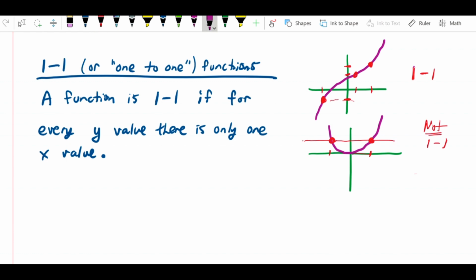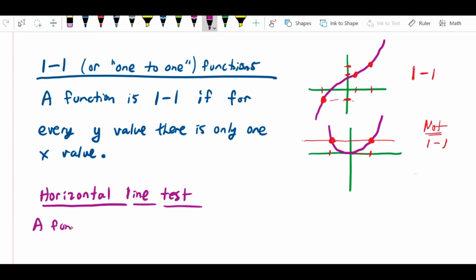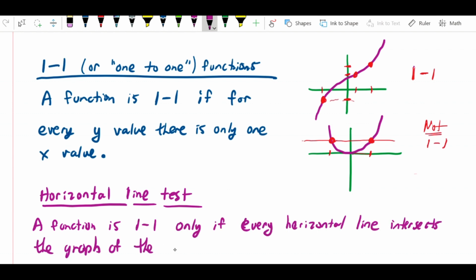That leads us to something called the horizontal line test, and I'll just very quickly write that. So this is the horizontal line test for whether a function is one-to-one. We say that a function is one-to-one only if every horizontal line intersects the function in at most one point.